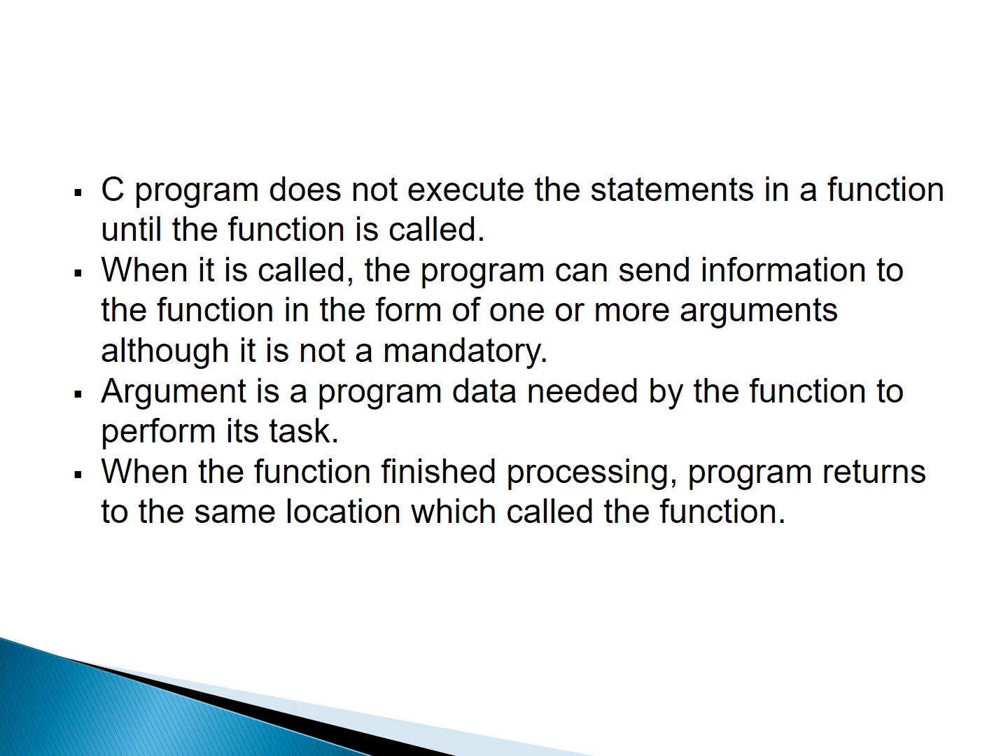A C program does not execute the statements in a function until the function is called. So if we have three functions and we haven't called them from other functions, those functions will not be executed. That's quite obvious. But when it is called, the program can send information to the function in the form of one or more arguments, although it's not mandatory and it depends on the requirement of the task or programmer.